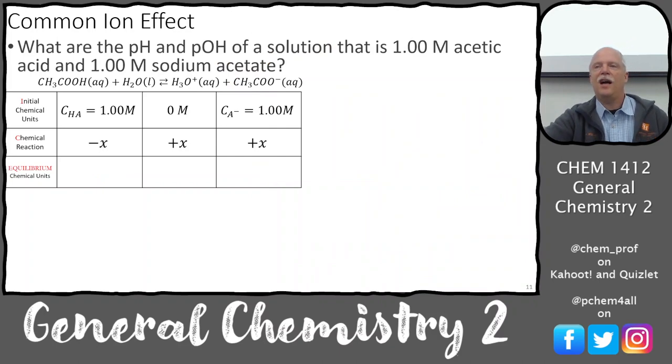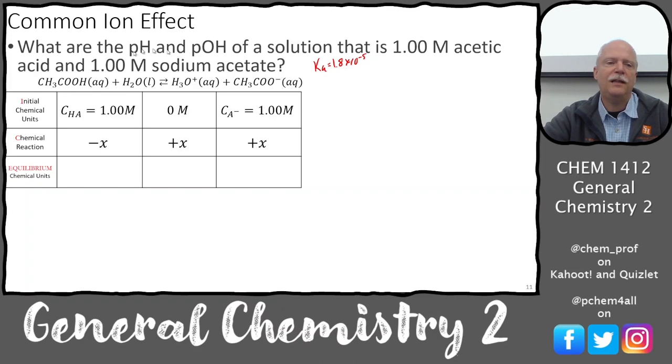So let's talk about the common ion effect. What if I have this kind of problem? What are the pH and pOH of a solution that is 1 molar acetic acid and 1 molar sodium acetate? So I've got both the acid and the base in this reaction. And we've been using acetic acid this whole time, so we still know the Ka. So Ka is equal to 1.8 times 10 to the minus 5.